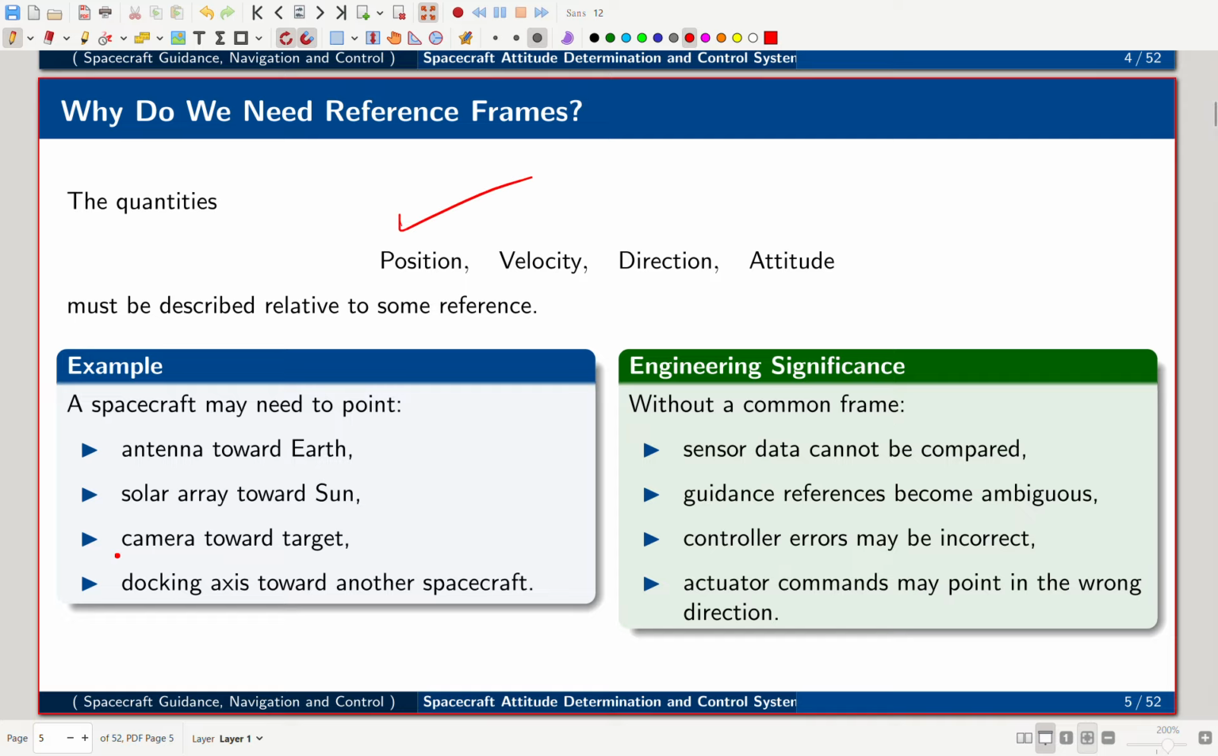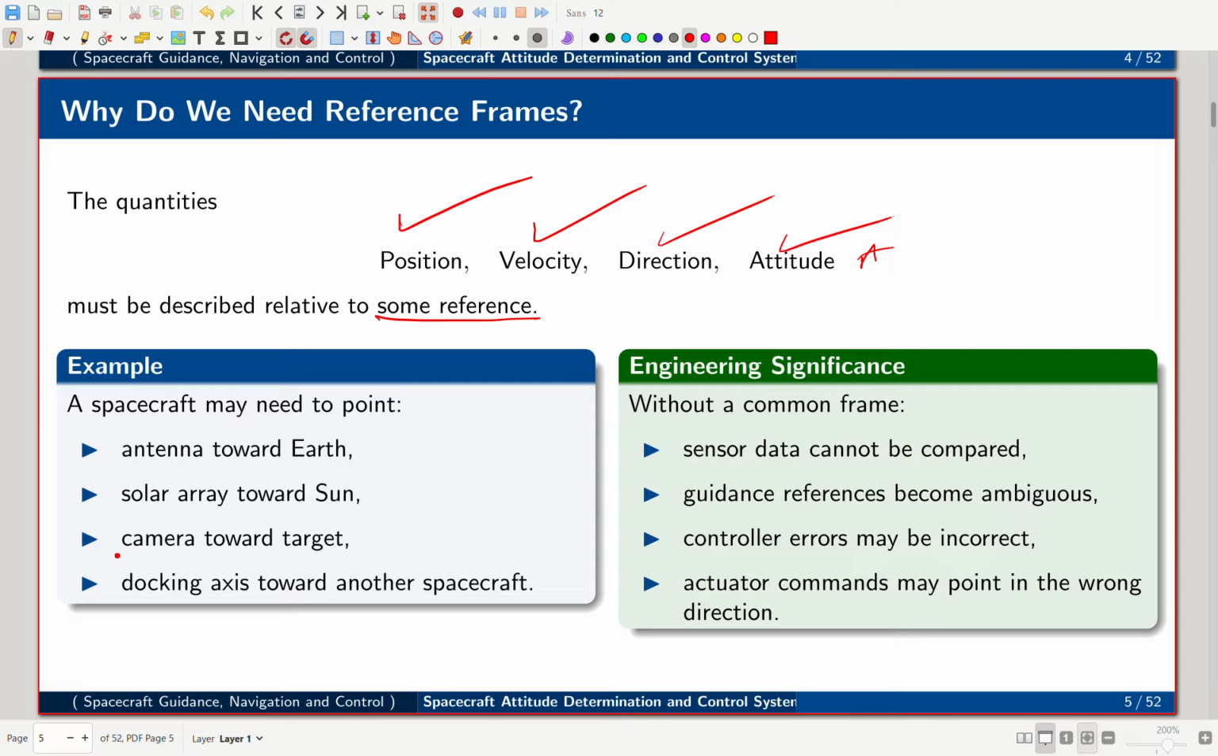So the quantities like position, velocity, direction and attitude. Attitude deals with the orientation, right? So it must be discussed related to some reference. So reference is important, then we would know where the position is, where the attitude is, how much orientation is subtended by the spacecraft, right?